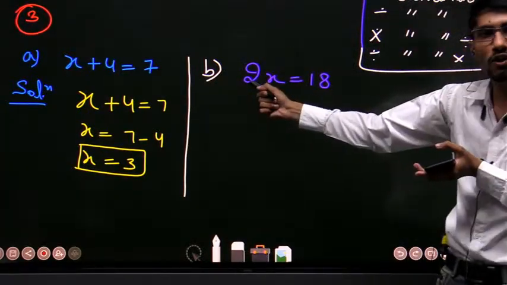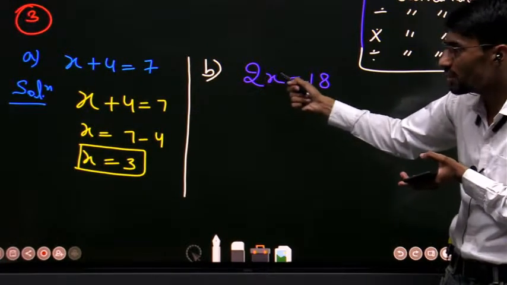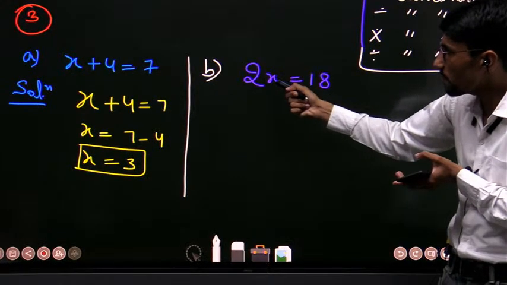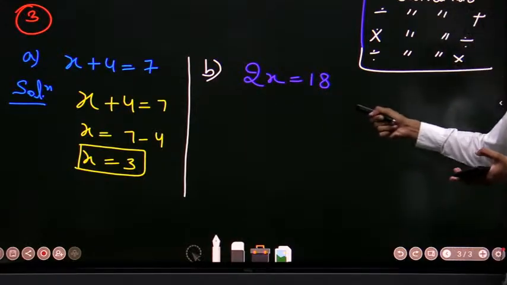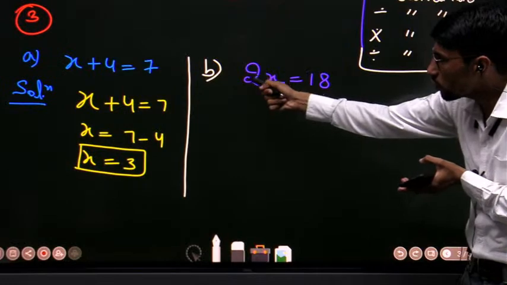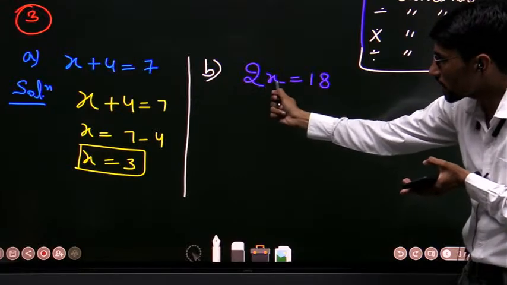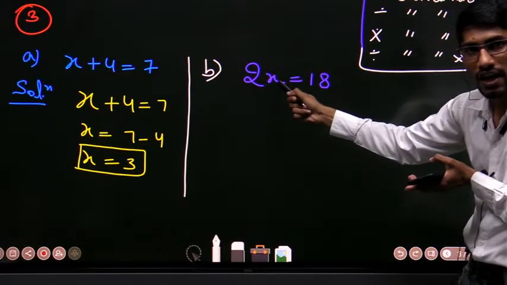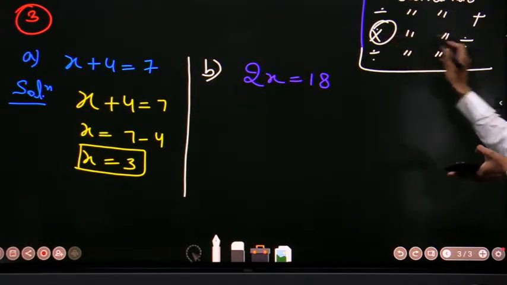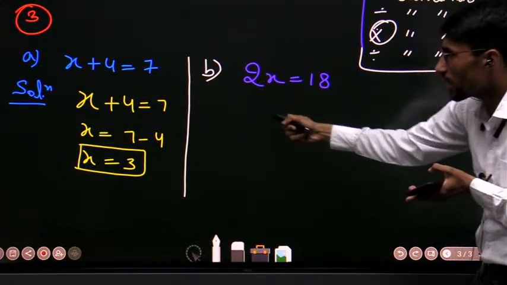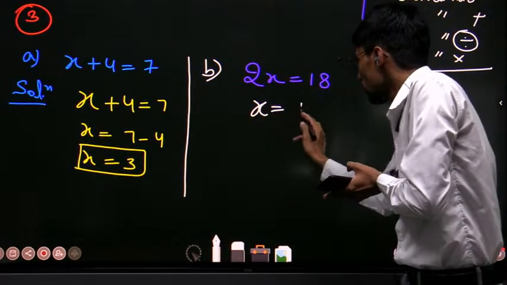Now see in question B, 2x means 2 is multiplied by x, and we want to find the value of x. So for finding the value of x, I have to send this 2 to the right hand side. When I send this 2 to the right hand side, what is it converted into? First you have to check: 2 is multiplied with x. So when you change the side, multiply is converted into divide. This is converted into divide.